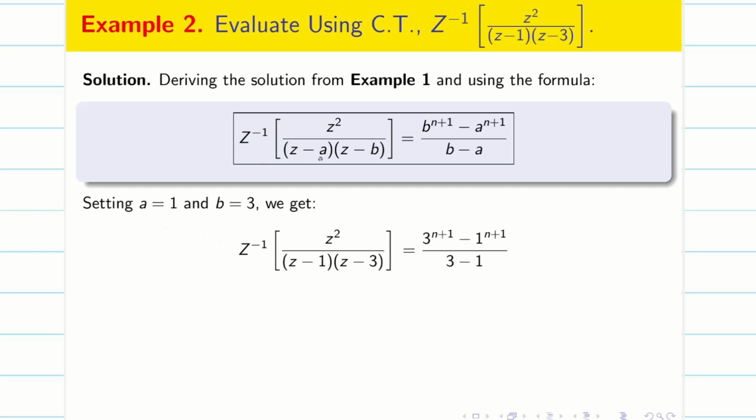So now substituting the values of a and b in the formula, we will be getting 3 power n plus 1 minus 1 power n plus 1 divided by 3 minus 1. 3 minus 1 is going to be 2. So 3 power n plus 1 minus 1, because 1 power anything is going to be 1.